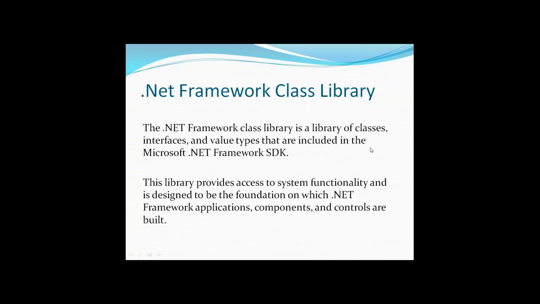So after your common language runtime, you have something else called the class library, right? So what is your class library? The .NET Framework class library is a library of classes or group of classes, interfaces, and value types. In the sense, it is a group of types. So we understood that class and interface can be called a type, right? So you should understand that the .NET Framework class library is a group or library of your classes, interfaces, and value types that are included in your .NET Framework SDK.